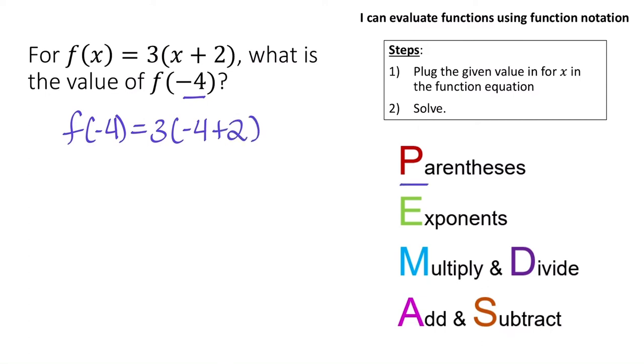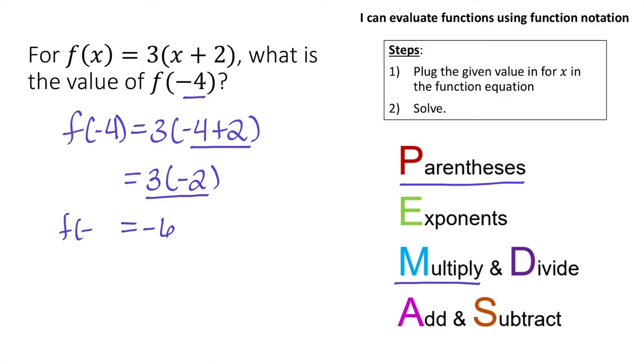So we're going to start off by simplifying what's in parentheses. So we have negative 4 plus 2. So this is going to become 3 times negative 2. Now we're going to do the multiplication. So we have 3 times negative 2, and that is negative 6. So f of negative 4 equals negative 6.